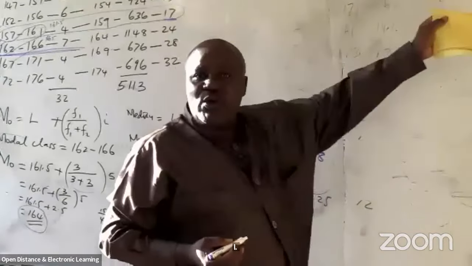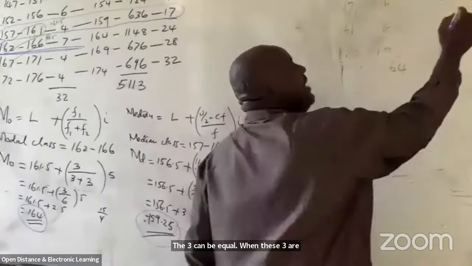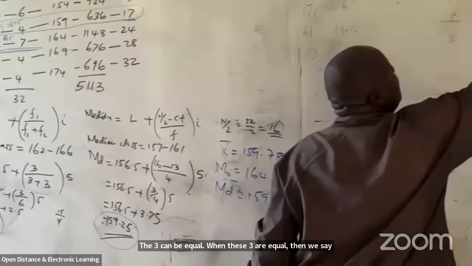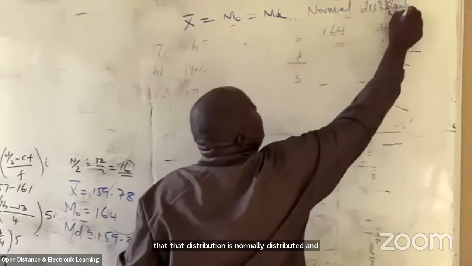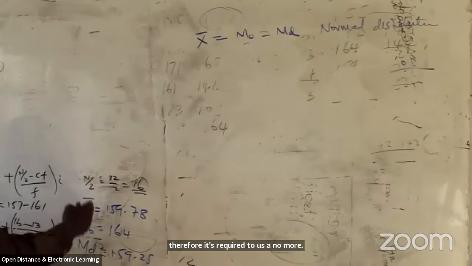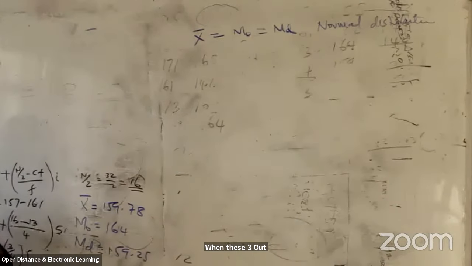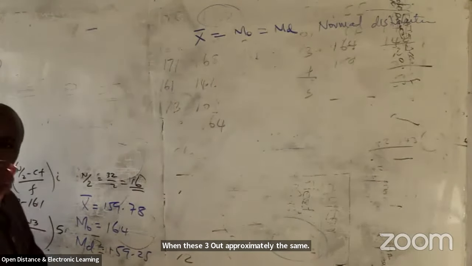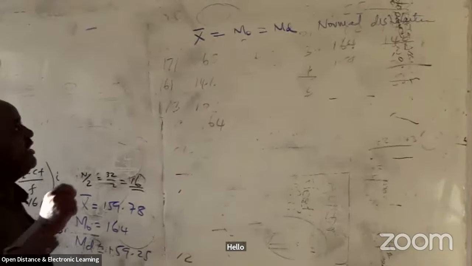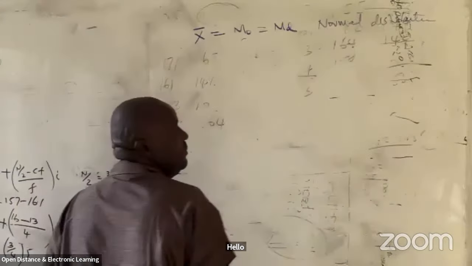When these three are equal, then we say that distribution is normally distributed, and therefore it is referred to as a normal distribution. When these three are approximately the same, then that set of data is normally distributed. It is a normal distribution.